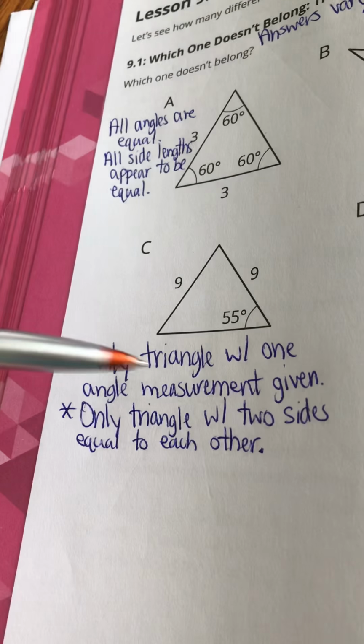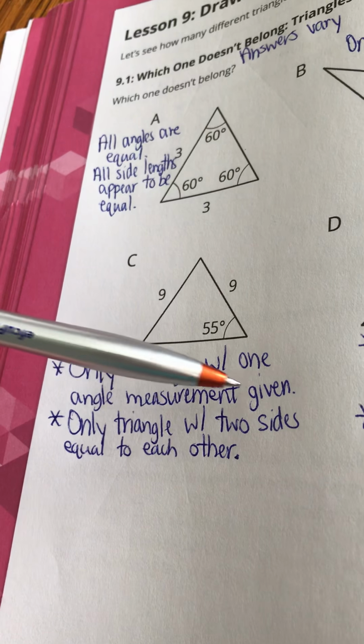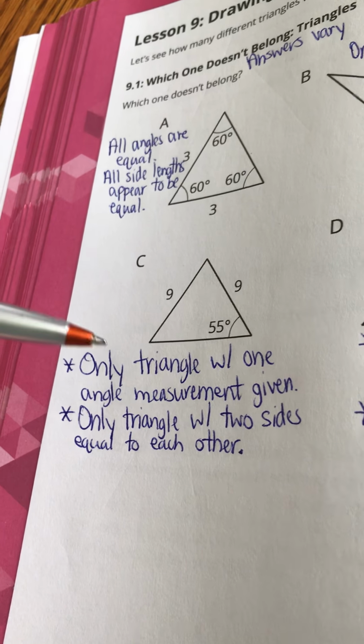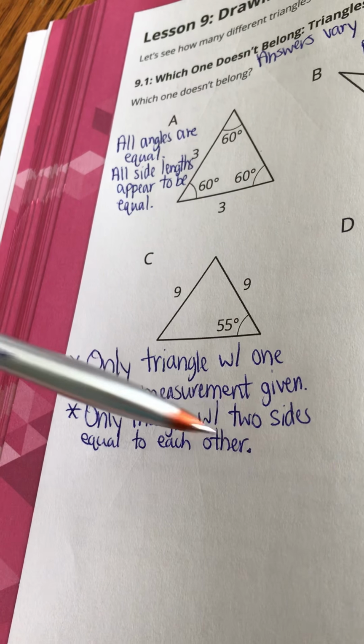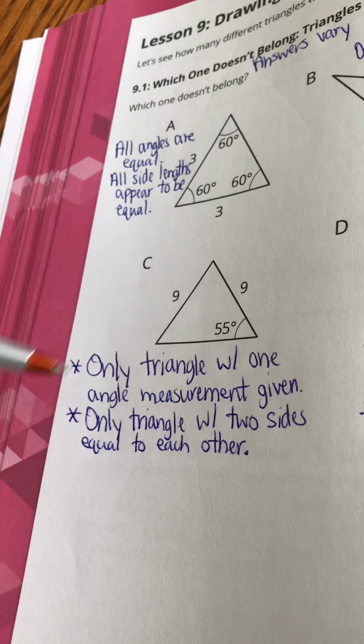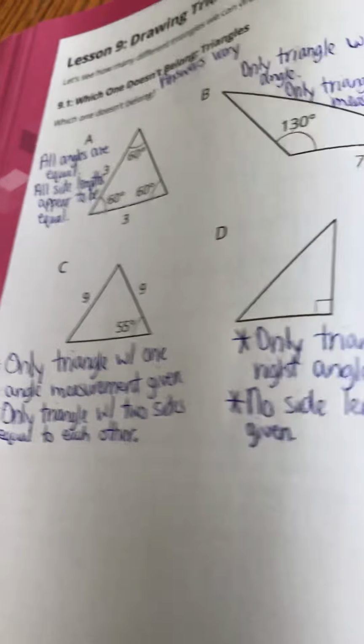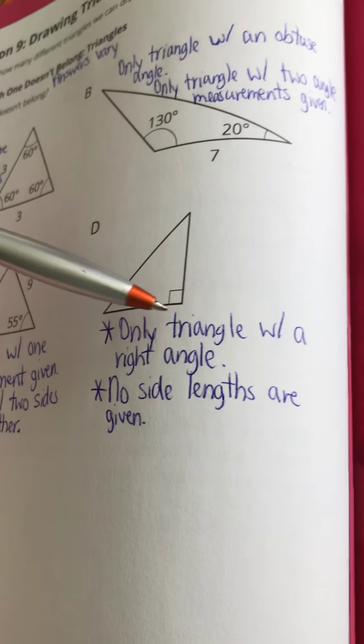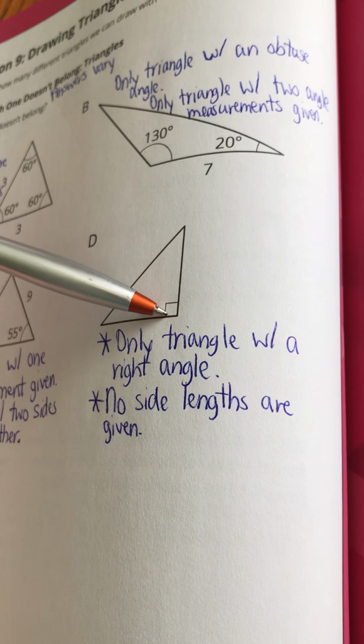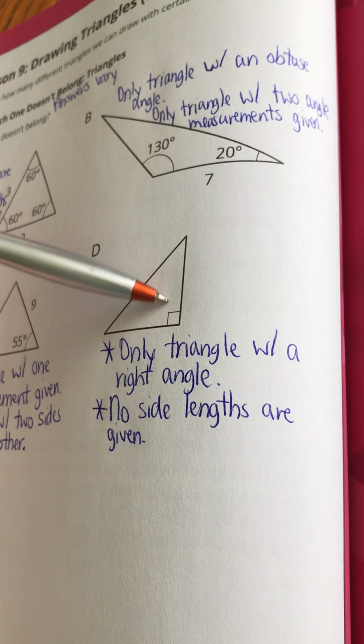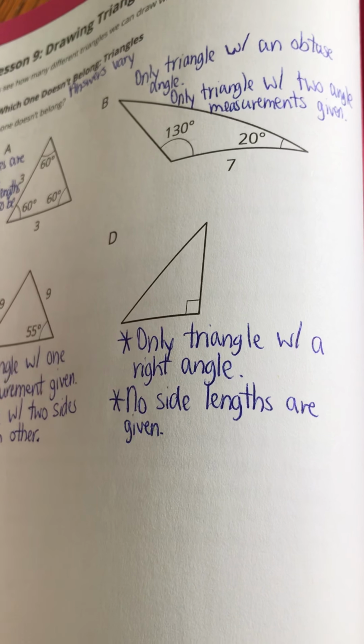For C, it's the only triangle with 1 angle measurement given, which is 55 degrees, and the only triangle with 2 sides equal to each other. So 9 and 9 are equal to each other. So D, it's the only triangle with a right angle. This is your right angle, meaning that's a 90-degree angle, and no side lengths are given.